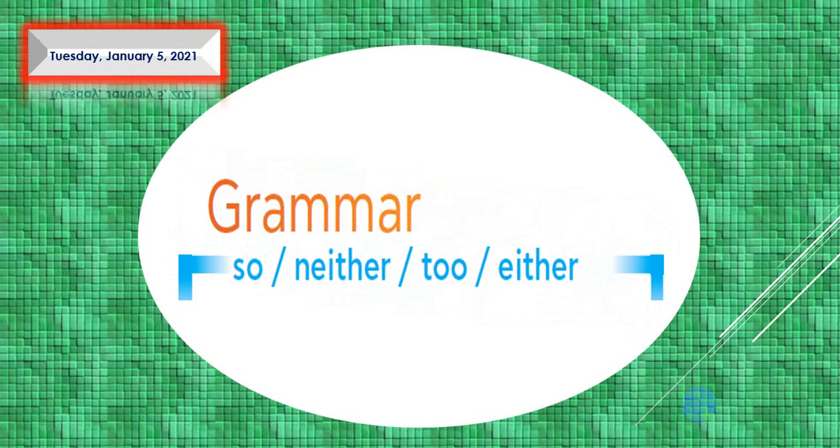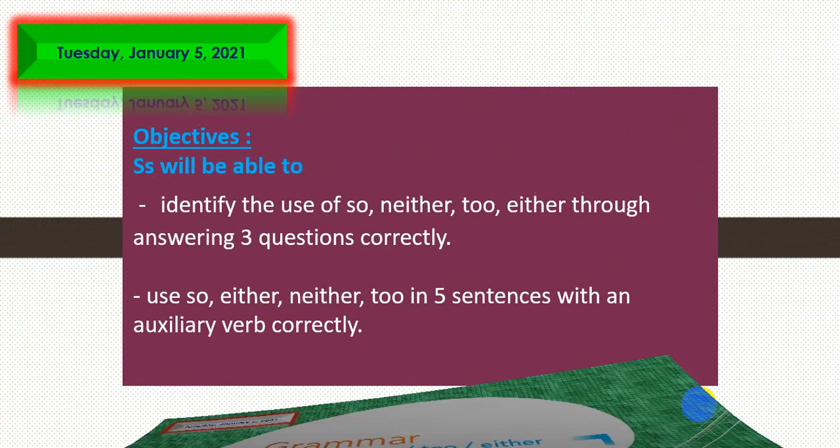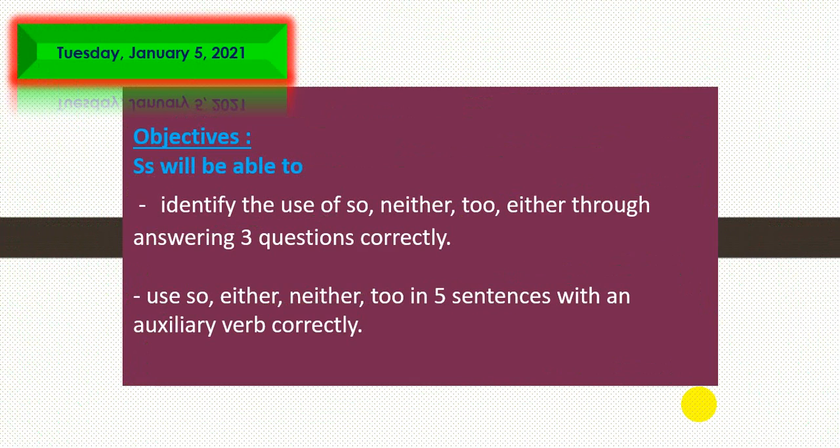Okay. Today we are going to study the grammar. So the main vocab for our lesson today is so, neither, too, either. Okay. Have a look at our objective. Students will be able to identify the use of so, neither, too, either through answering three questions correctly. The second one, use so, either, neither, and too in 5 sentences with an auxiliary verb correctly.